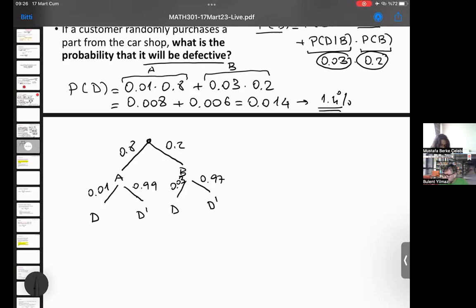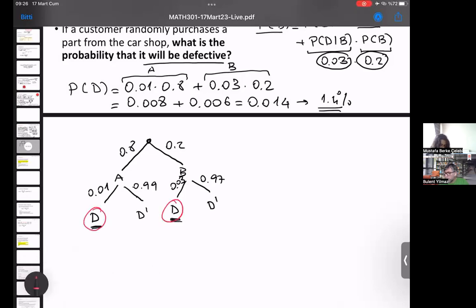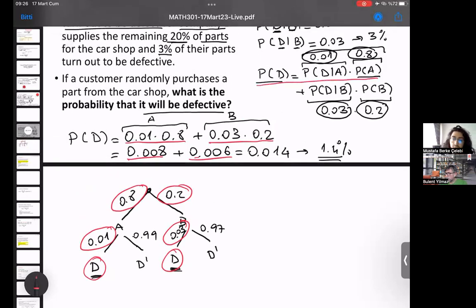And then these are the defective probabilities, right? These are defective probabilities. How do I find those defective probabilities? It is like 0.8 times this plus 0.2 times 0.3. This is what we have done here. Okay, you may use this kind of an approach. Actually, they are the same thing. You may also come up with a tree diagram, let's say.